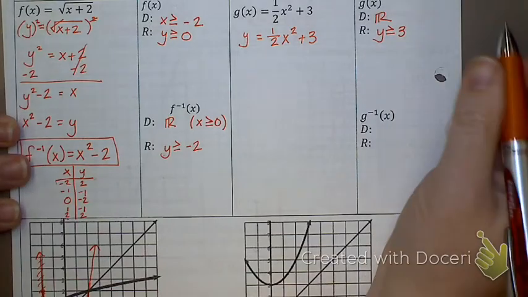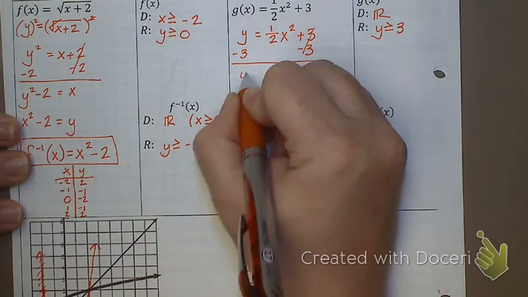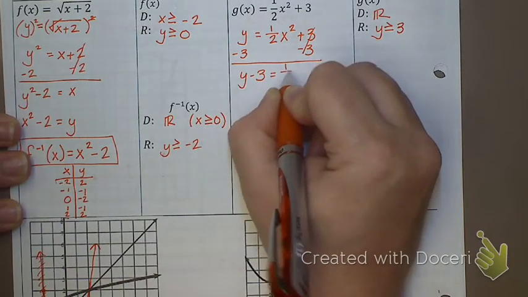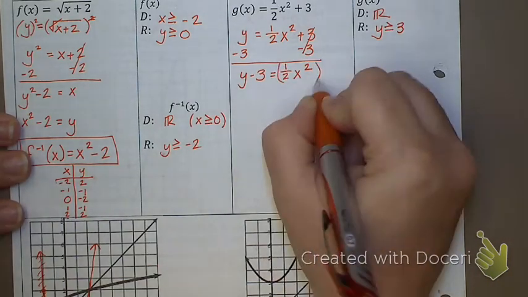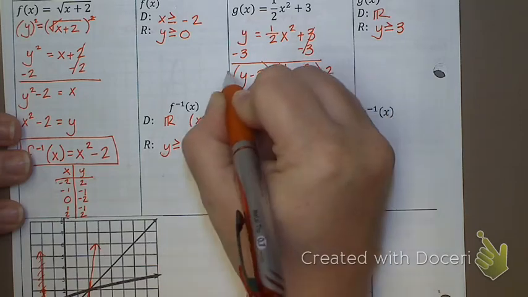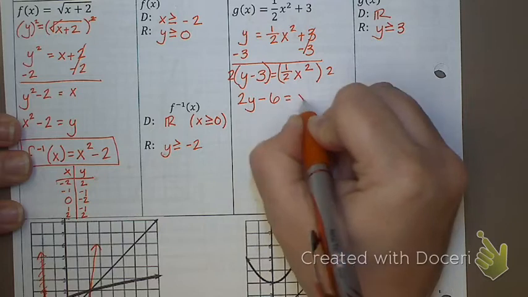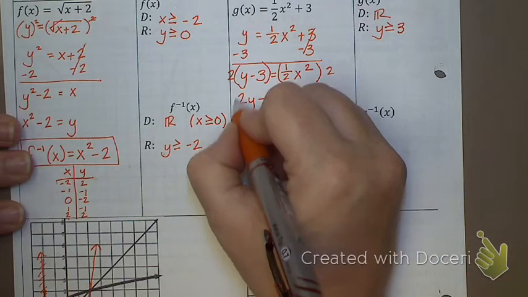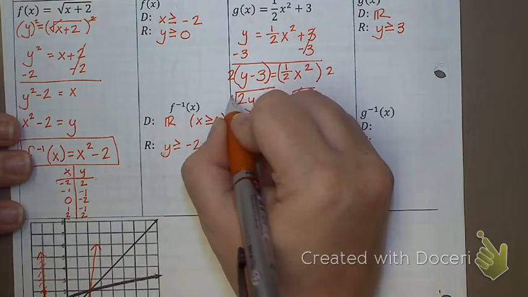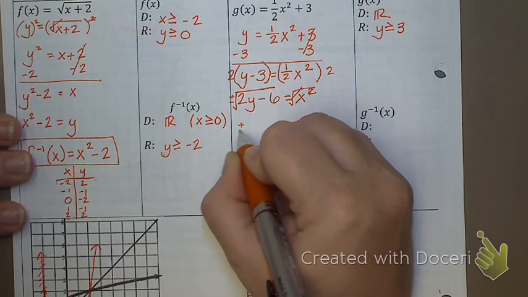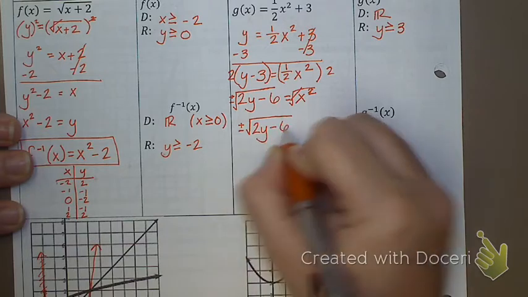And now I'm going to get x squared by itself. So I'm going to start off by subtracting 3. So I have y minus 3 equals 1/2 x squared. And now to get rid of the 1/2, I have to multiply by 2. I have to multiply everything over here by 2. So that gives me 2y minus 6 equals x squared. And now I have to square root both sides. Now, remember when you square root both sides, you must put plus and minus. So the inverse is plus and minus the square root of 2y minus 6.